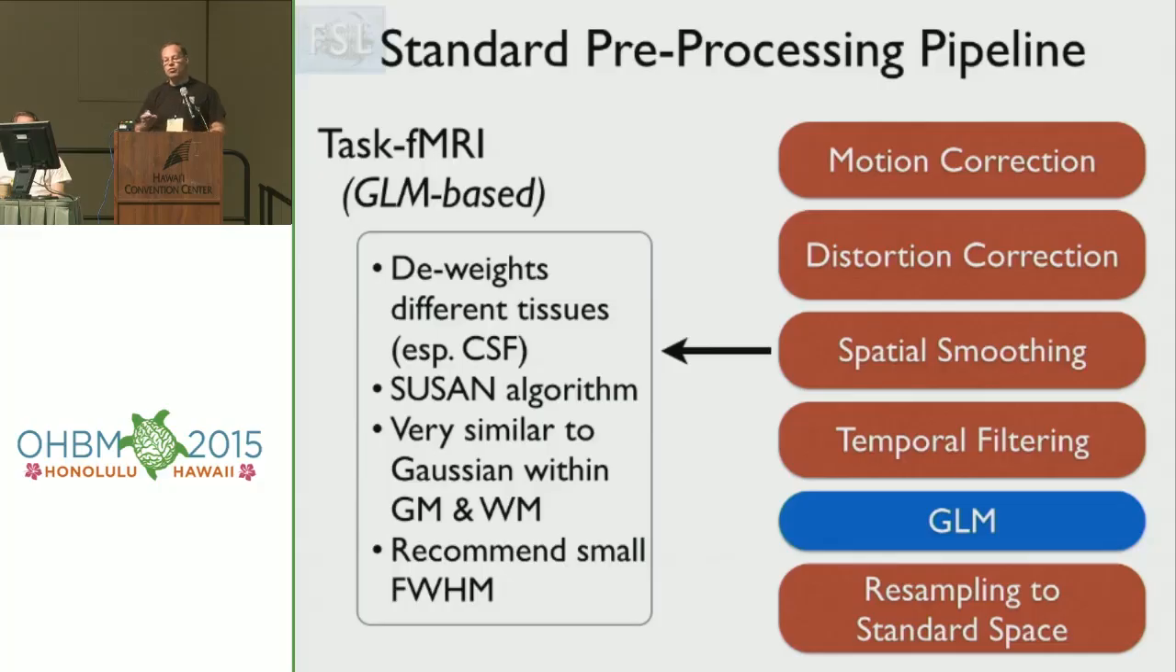So actually, when we are doing our smoothing, what typically the effect of this is that we de-weight the CSF. So we tend to smooth mainly between the grey and white matter. It's very similar to a Gaussian within those tissues, but we are not taking in contributions from the CSF when we're doing that. And we recommend a fairly small full-width half maximum for our smoothing, so that you don't pay much of a penalty in terms of spatial localization, but you do get a little bit of signal-to-noise benefit.